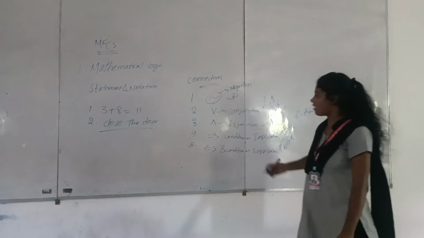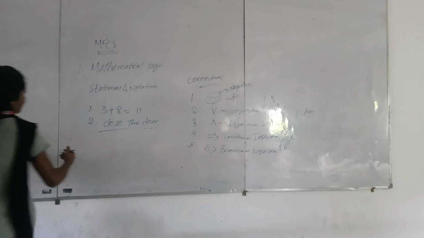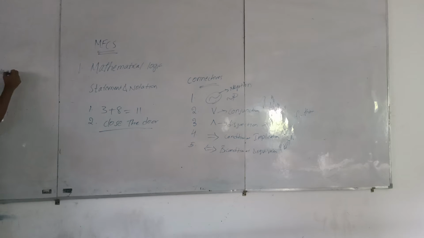We can also have truth tables for these connectives. The truth table for negation: if we take only P, we take true or false. The negation of P means the opposite value. If we take true, the opposite value is false. For false it is true. Like that we make a table for negation.